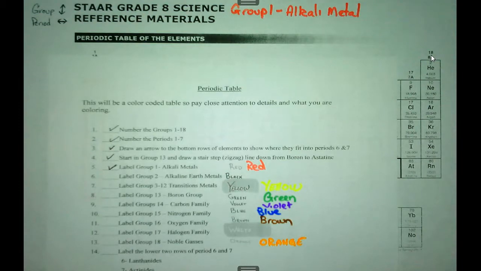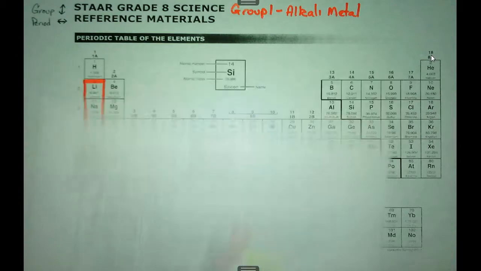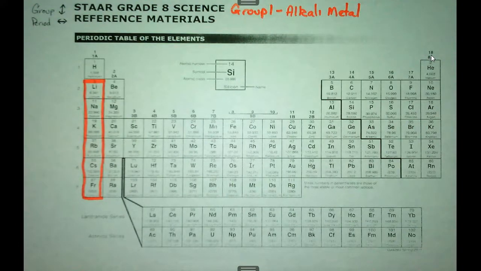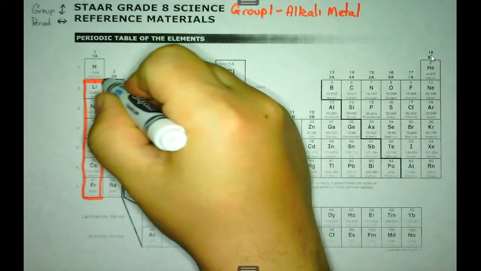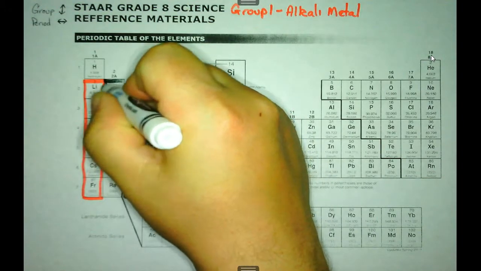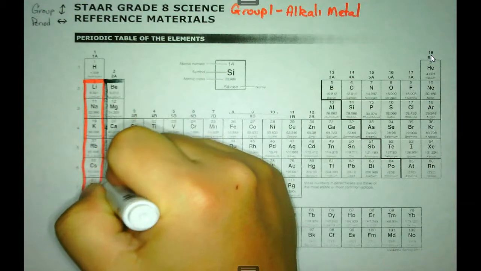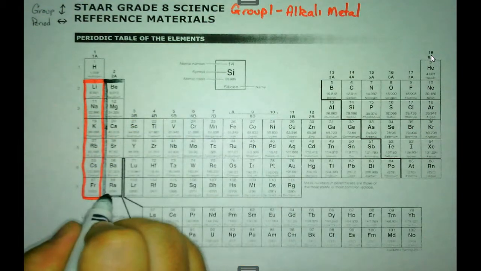It says this one, we're going to outline it in black. All right, so let's look at group 2. Remember, groups go up and down. So group 2 right here, outlined in black, and these are the alkaline earth metals. So right there, all we're doing is just outlining this group.